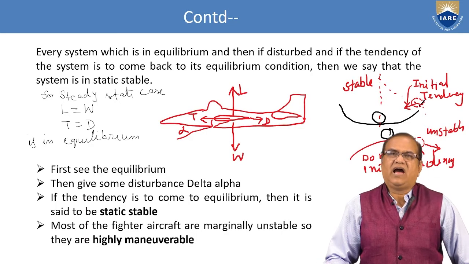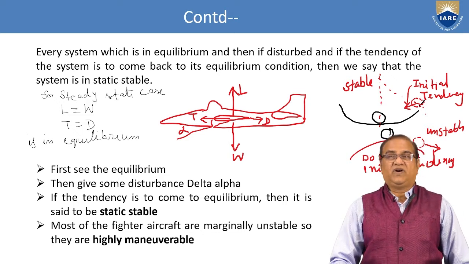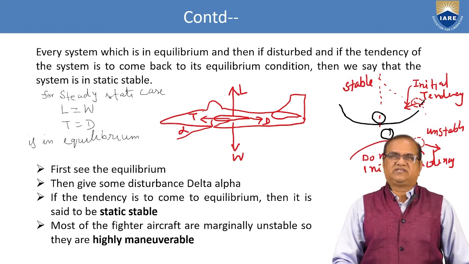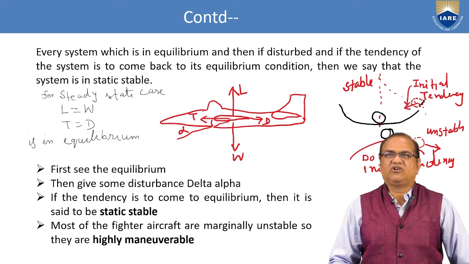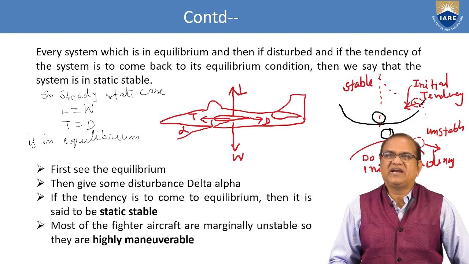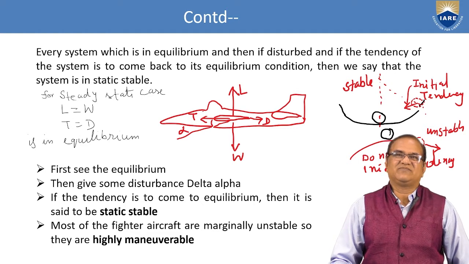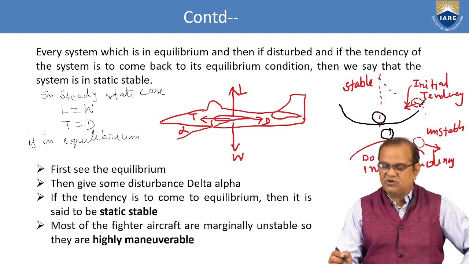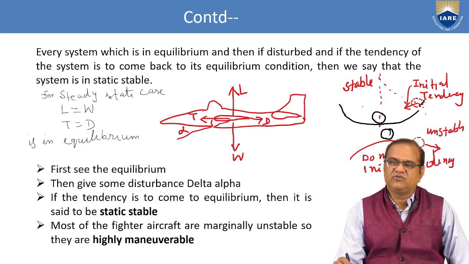Okay, now I will go further to discuss stability. So every system which is in equilibrium, and then is disturbed, if the tendency of the system is to come back to its equilibrium condition, then we say that the system is statically stable. This you can see here. I have already shown this diagram earlier in my unit 1, class lectures 1 and 2.